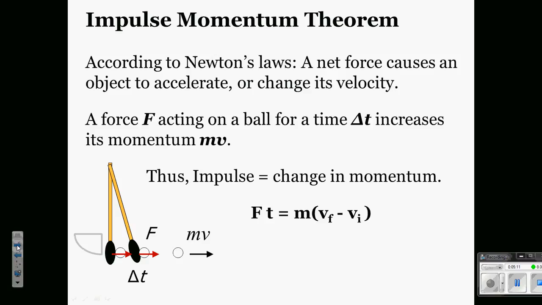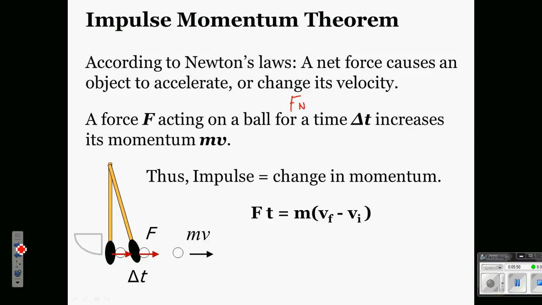Now, we're getting to our impulse momentum theorem. According to Newton's law, remember that a net force causes an object to accelerate or change its velocity. When we did our free body diagrams, sometimes we were given the net force, or we could calculate it because we were given the force put on the object, and the friction force going the opposite way, and we were able to just do simple subtraction. But if we're not given that, there's a different way to calculate the net force.